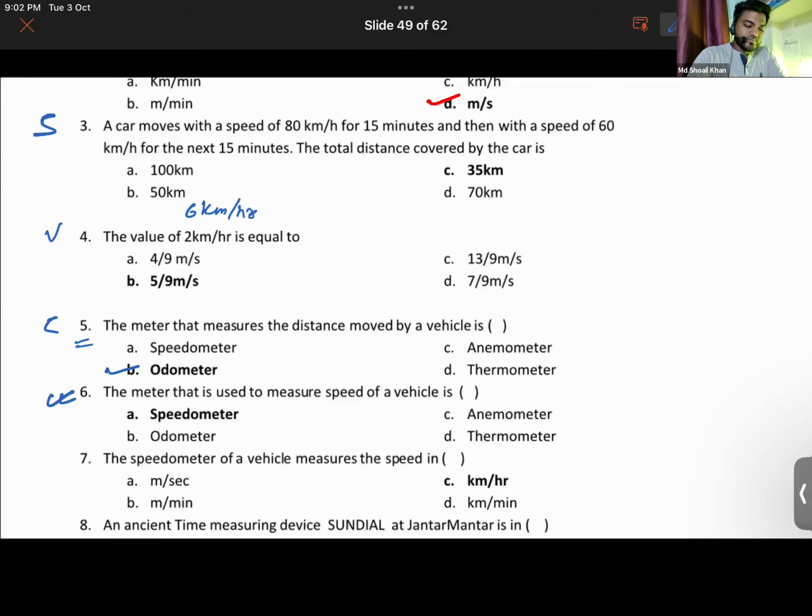Can you just give me 1 more minute? Okay, sure. Take your time. In the fourth one, I have to find it in meter per second, right? Yes, you have to find it in meter per second.